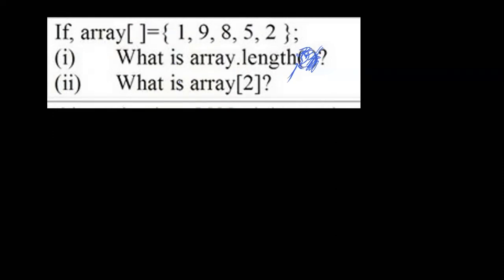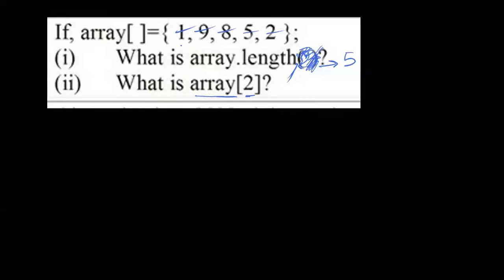When length is there, what you have to do? You have to calculate how many elements are in the array. How many elements are there in the array? 1, 2, 3, 4, 5. Directly you can write the length of the array is 5. Okay, next they are asking what is arr[2], second index.